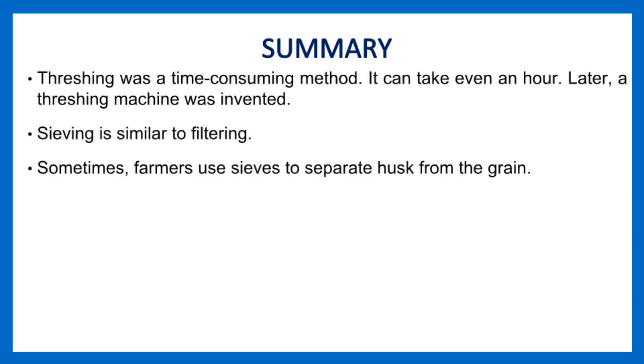Threshing was a time-consuming method. It can take even an hour. Later, a threshing machine was invented. Sieving is similar to filtering. Sometimes, farmers use sieves to separate husk from the grain.